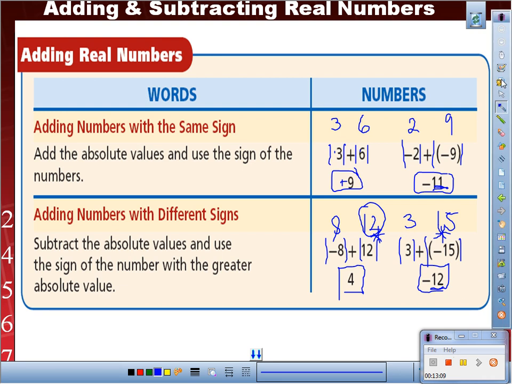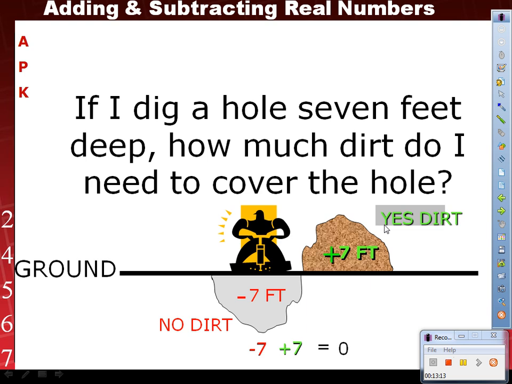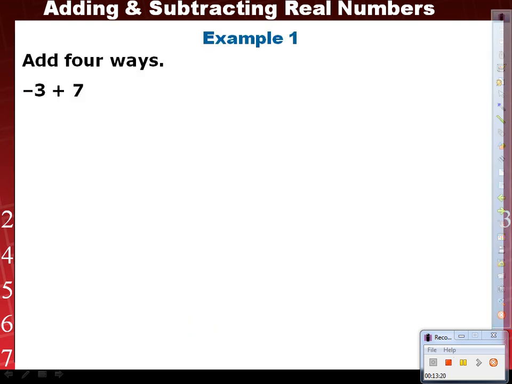You got it? All right. On your paper, copy this. Turn your paper over, actually, in the back. And, of course, ground zero. There it is. Example 1. Copy this one. Add 4 ways. Negative 3 plus 7. Copy that. And we're going to do this one together.